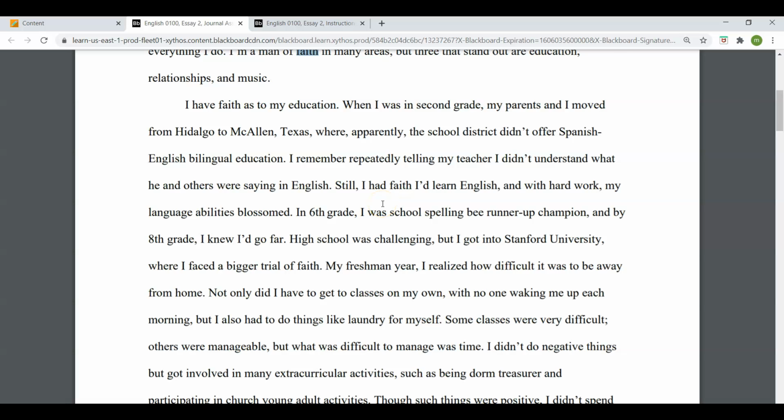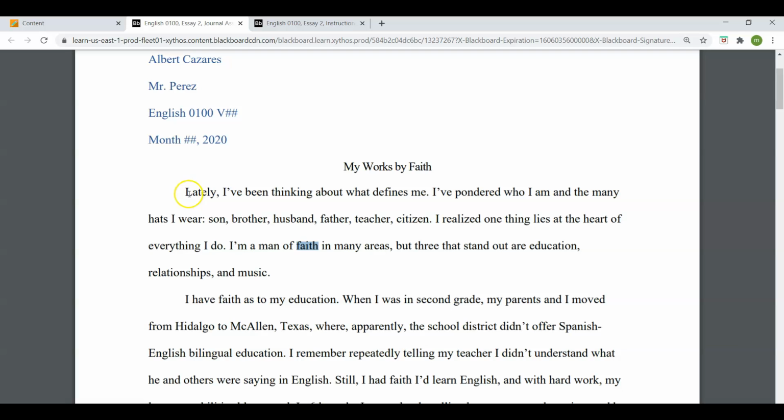Oh, I'm sorry. I'm going too fast here. Before the thesis statement, there's something to just introduce it, right? And if you did something similar, that's fine. I've been thinking about what defines me. Like, I've been thinking. And by the way, that's better than saying my teacher asked me to give a definition of myself. Please don't mention the assignment.